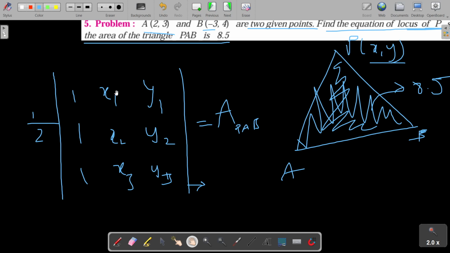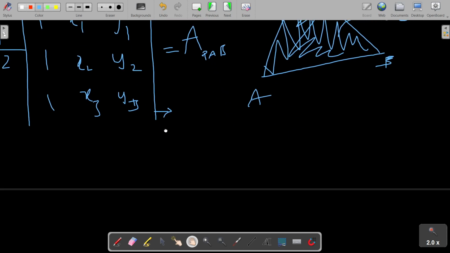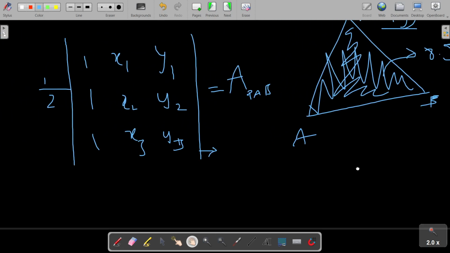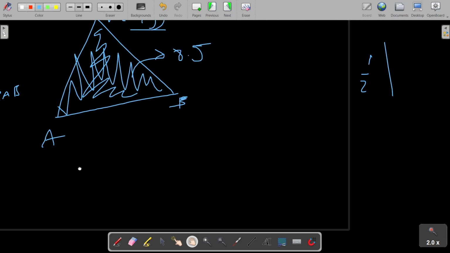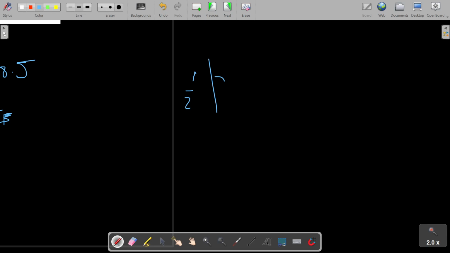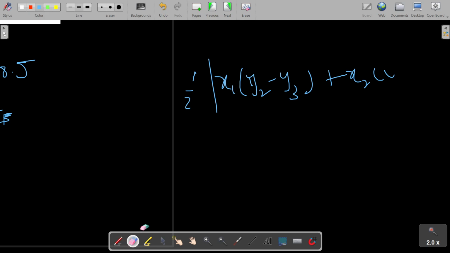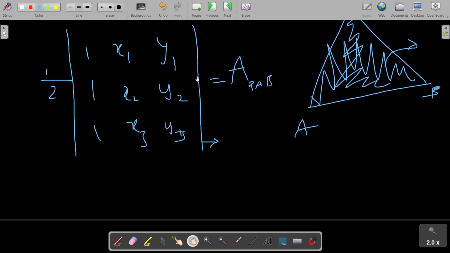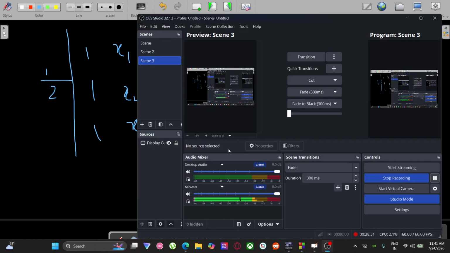This method will be easier than remembering the old textbook formula, which is like x1 into y2 minus y3 plus x2 into and so on. So instead of doing that, I can simply use the determinant form.